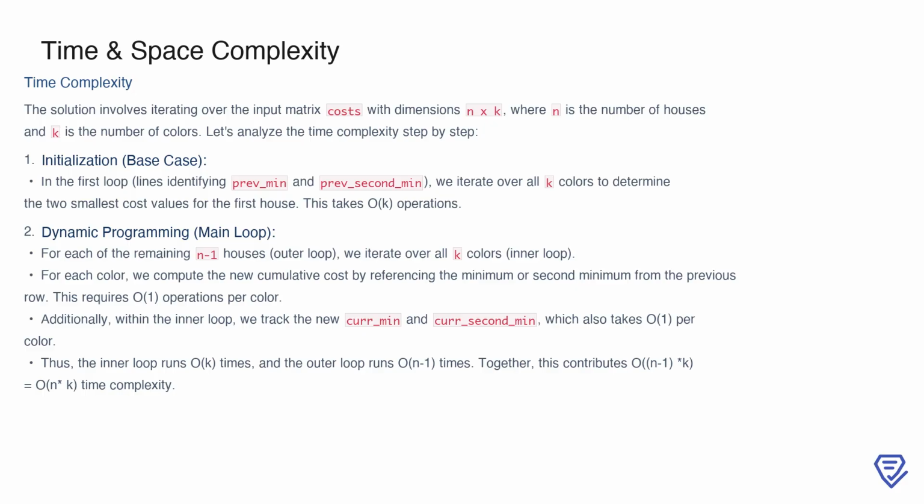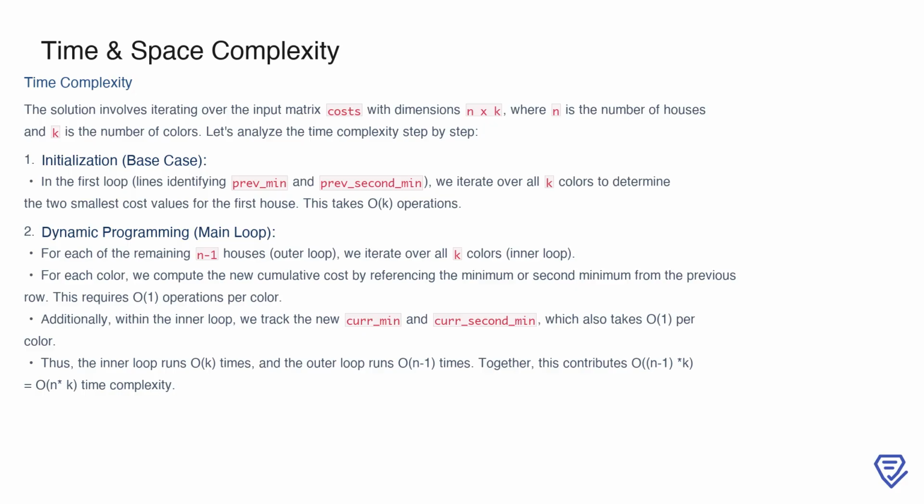Next, we move to the main dynamic programming loop, where the goal is to calculate the cumulative cost for painting each house. For the remaining N-1 houses, we iterate over all k colors, and for each color, we compute the cost by either referencing the minimum or second minimum cost from the previous house. This computation is constant time, O(1) per color.